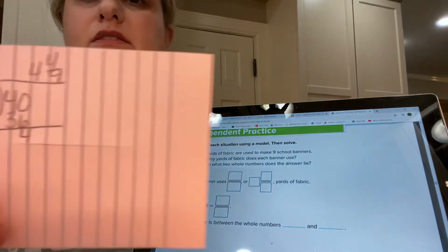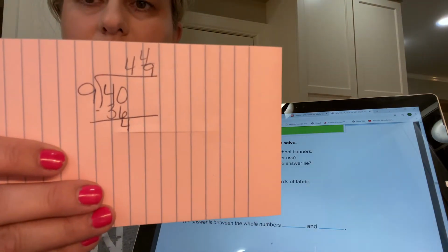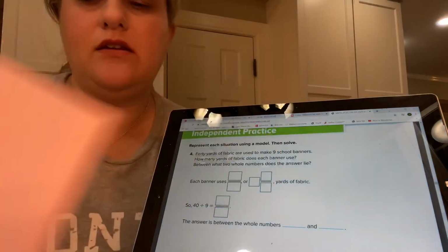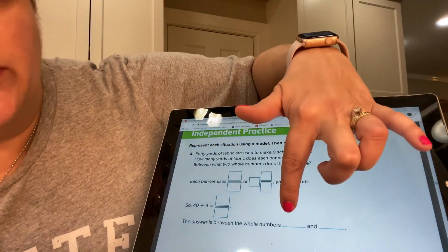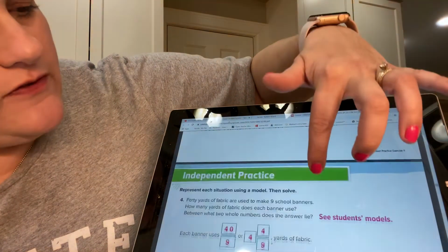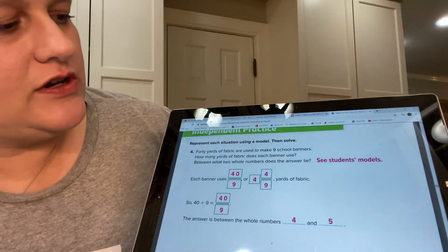Four and 4/9. Okay, so 4 and 4/9. So that would be between 4 and 5. It's more than 4, but it's not 5. And there's your answer pages.